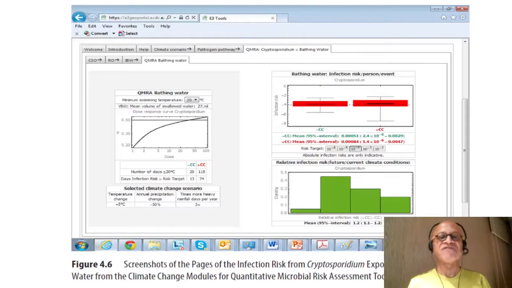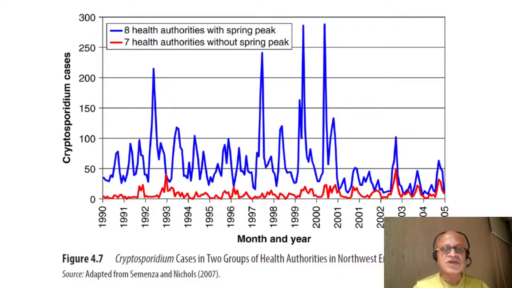with very region-specific information. Okay, so here is an example of cryptosporidium cases in two groups of health authorities in northwest England during 1990 to 2005. And surprisingly, you can see the big difference in terms of exposure to the population, that is because of the spring peak. I completely screwed that up. Cancel that. Health authorities with spring peak and health authorities without spring peak.